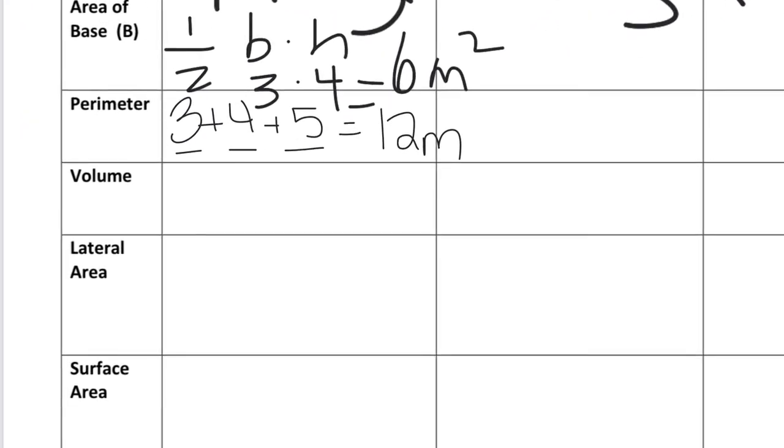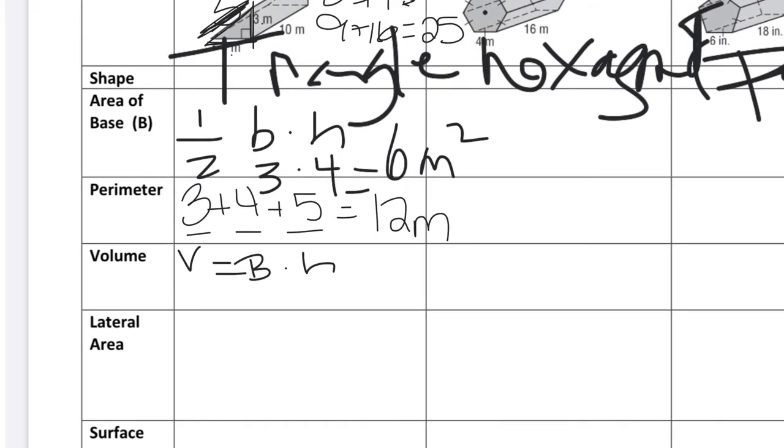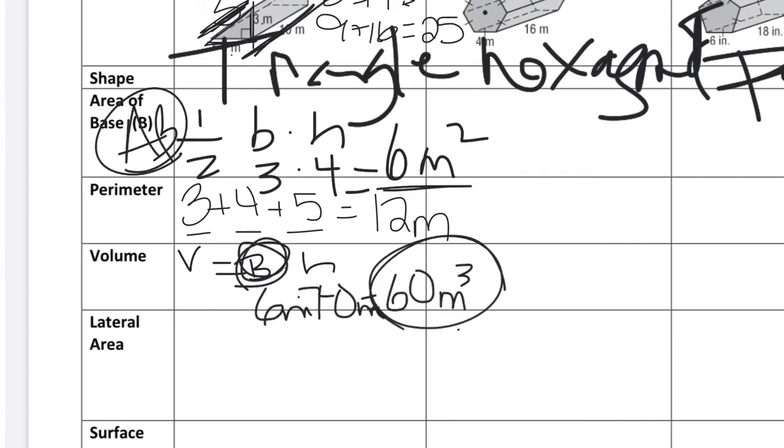Volume. Our volume is base times height. I can't see. All right, so base. That big B stands for area of the base, right? So that is 6. And the height is 10. Gives me 60 meters. I have meters squared times meters. What's that give me? Meters cubed.